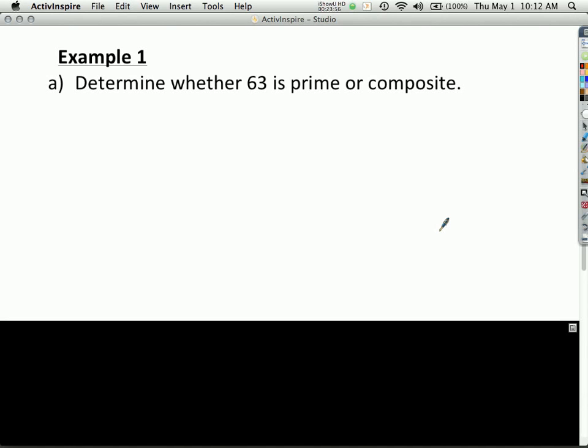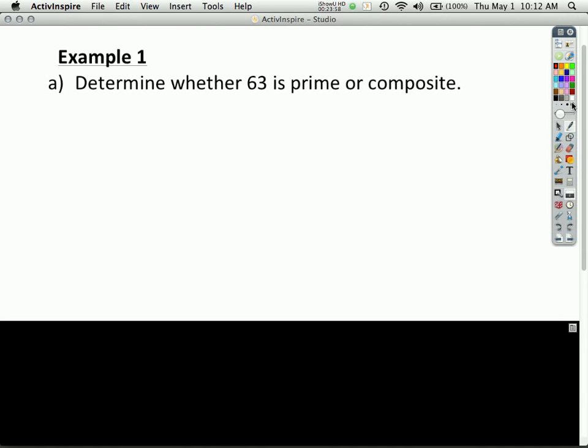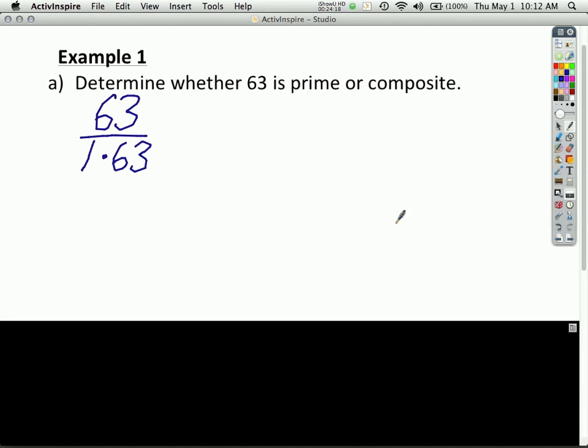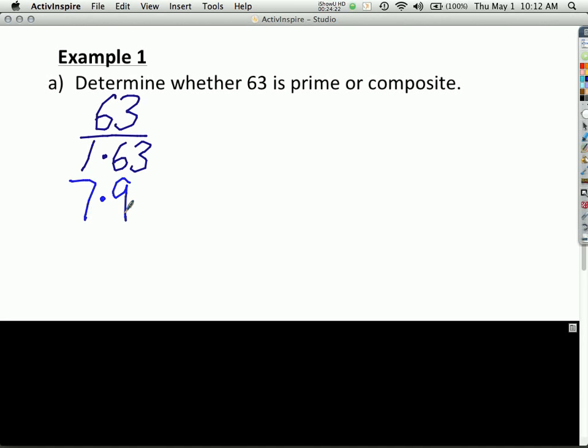So take the number 63. I just want to know, is it prime or composite? A long way would be to take the number, write it down, and try to find as many factor pairs as you could. We automatically know that 1 times 63 is a factor pair, but are there any others? Natalie? 7 times 9. Once you find another factor pair, then you already know which type of number it is.